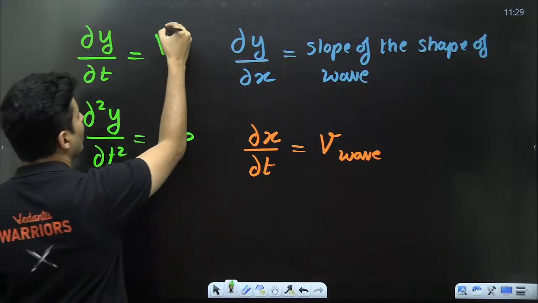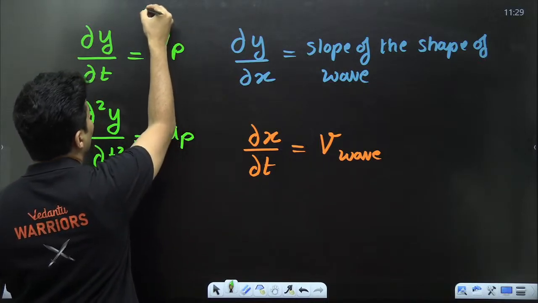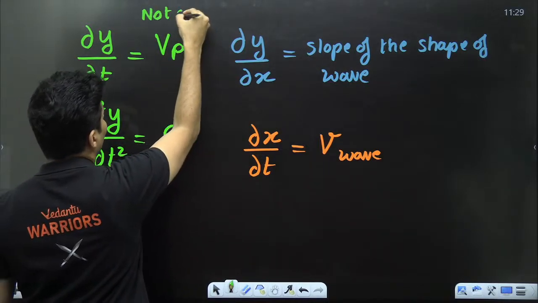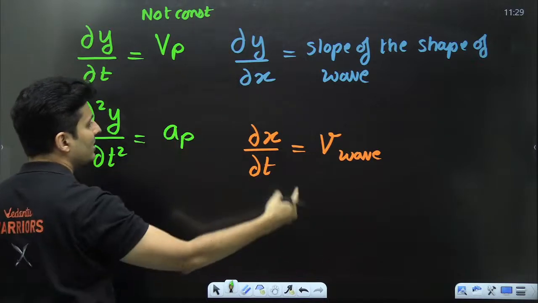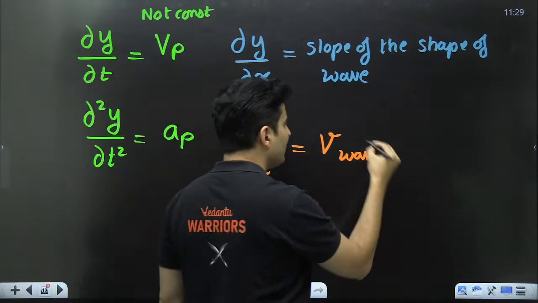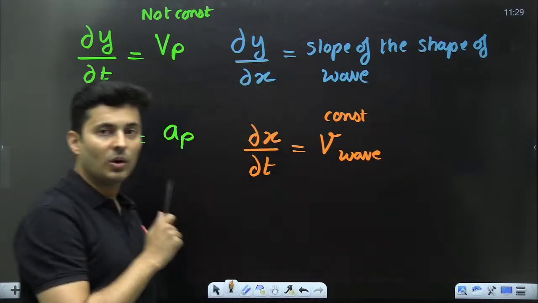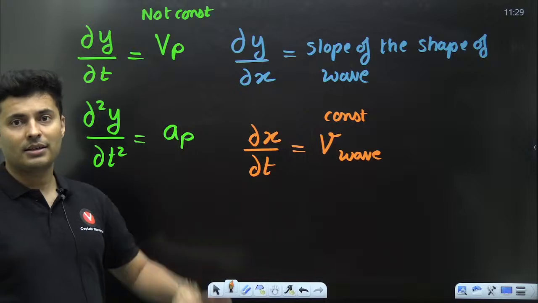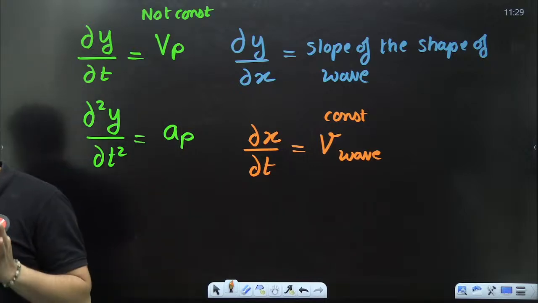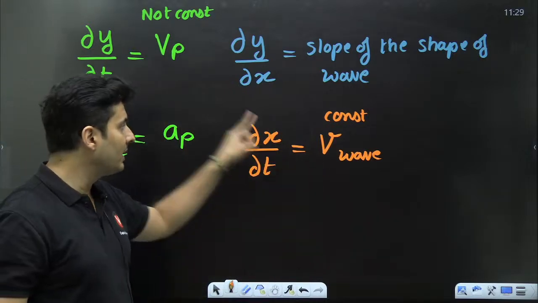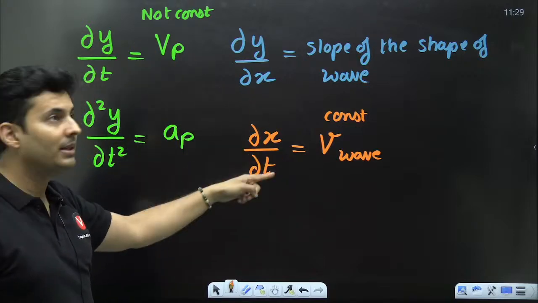So this particle velocity will not be constant. But this wave speed is going to be constant. Remember that. This is always going to be constant. Is that very clear? They are two different things. Do not ever confuse between them.